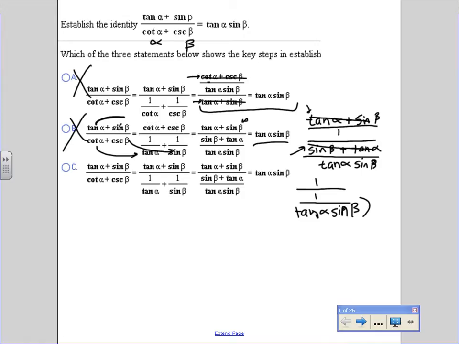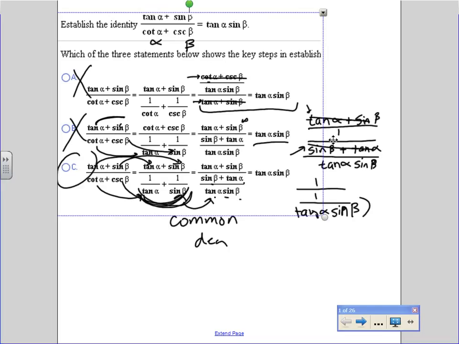Let's just see what they did in choice A. And so they did the same thing here. 1 over tangent is cotangent. 1 over sine is cosecant. And then they just brought these over. Okay, now just to see, you can kind of see what they're doing from right there to right there, all they're doing is getting a common denominator and combining these two fractions together. And so when they do that, they're going to get sine beta tangent alpha over tangent alpha sine beta. All right, so that answer was C.